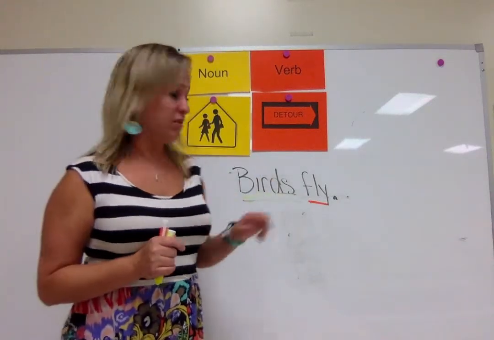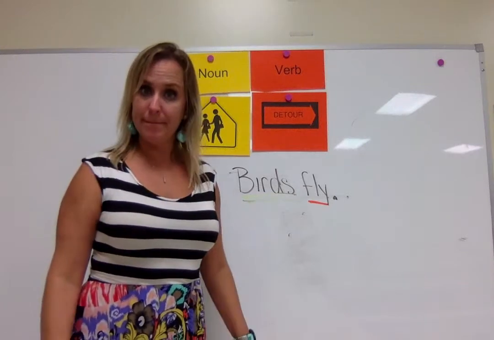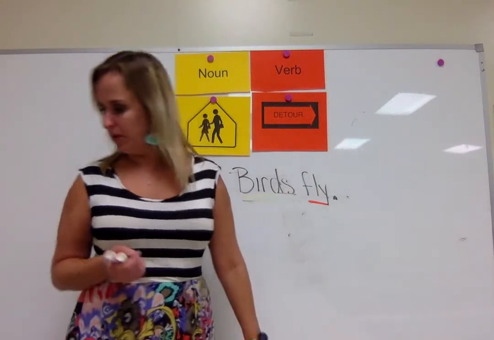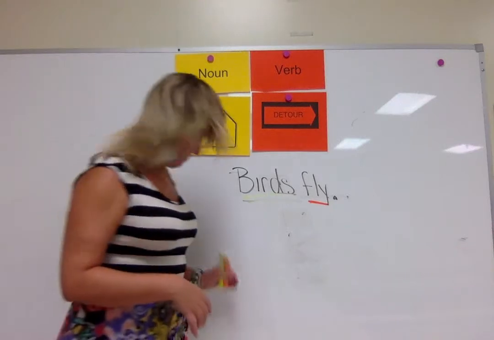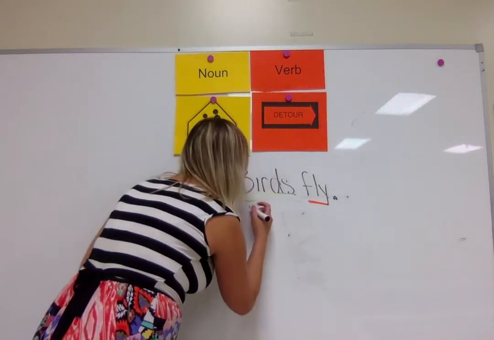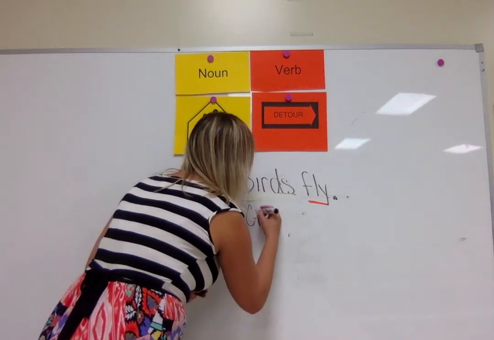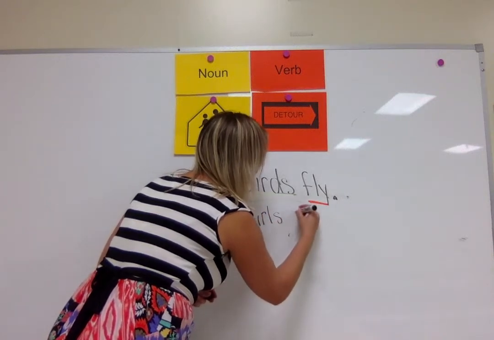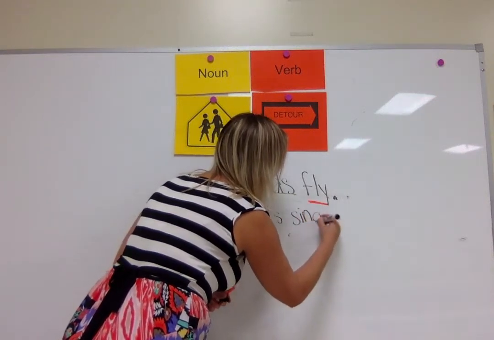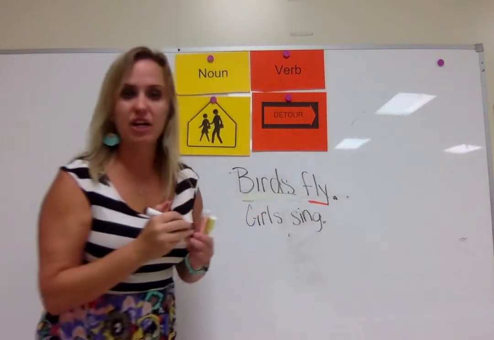Okay? I'm going to give you another one. And this is just 2 words. Birds fly. Tells me who and tells me what they do. Okay? A noun and a verb. Okay? Here we go. Here's another one. Girls sing. Okay, so let's check for my noun and check for my verb.